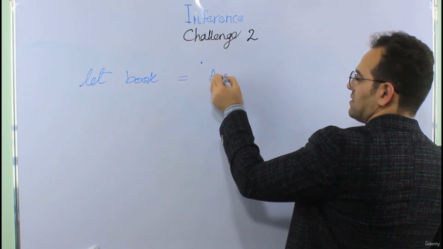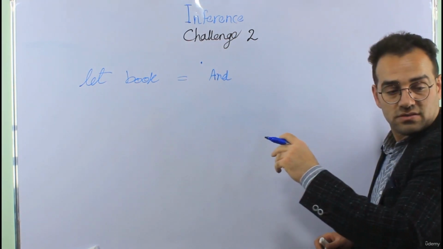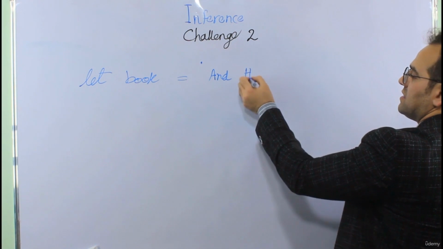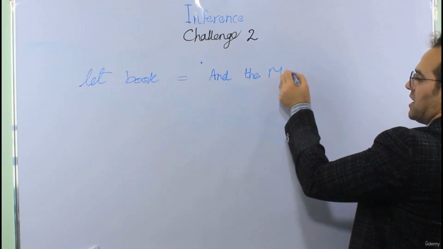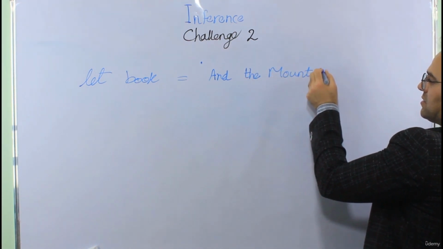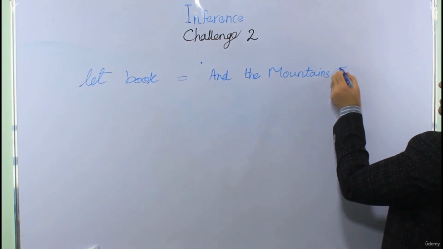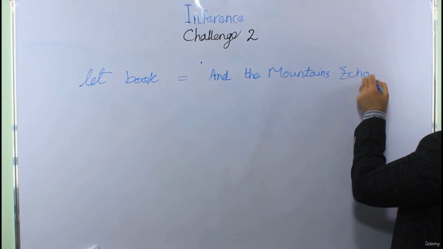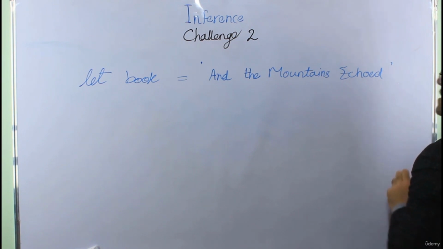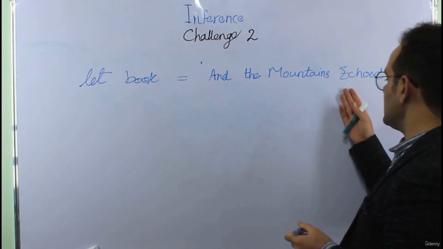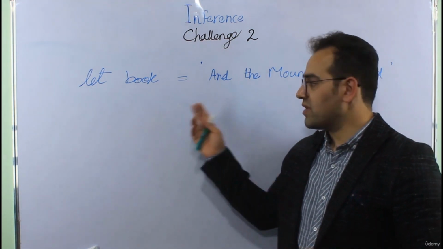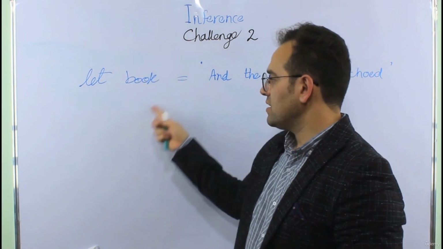So the name of the book is, why am I changing color? And the mountains e-code. And there we go. The mountains e-code is a string that we have assigned to the book.